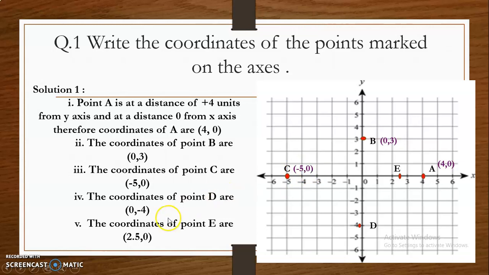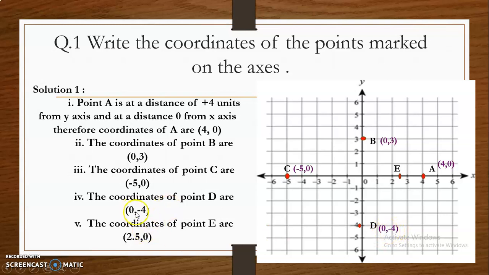Now let's see point D. How much distance away from the vertical y-axis? It is not at all away. It is on the y-axis. The first coordinate becomes 0. How much distance away from the horizontal x-axis? It is 1, 2, 3, 4. Minus 4 in the downward direction. So it is minus 4 units away from the horizontal axis. So the coordinates become 0, minus 4.